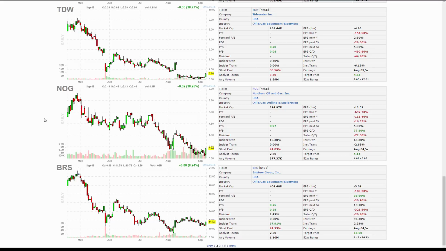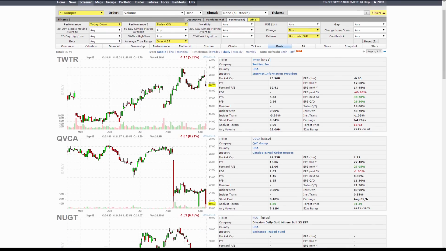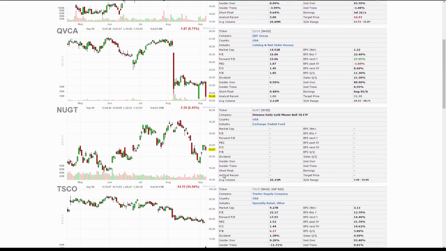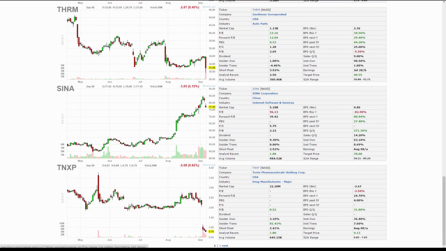So let's have a look at another one of the presets that Nate uses that he calls the dumper scan. So this is basically the parameters up here. And when you scroll through, it's stocks that are getting beat up that might be on watch for a bit of a bounce. And as you can see, there are 3 pages here.